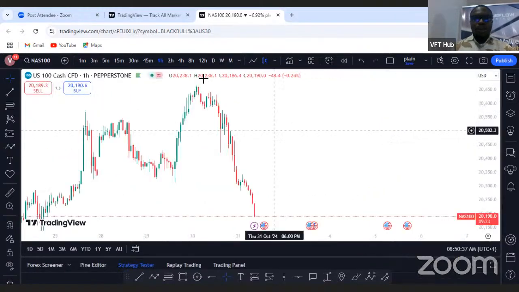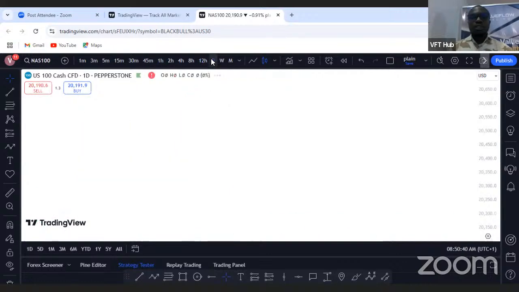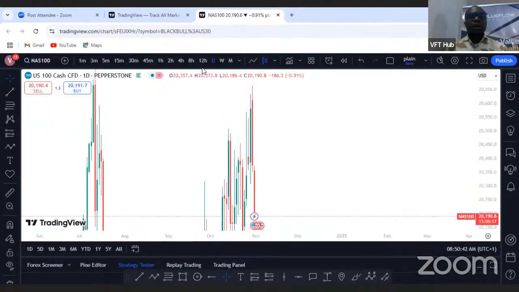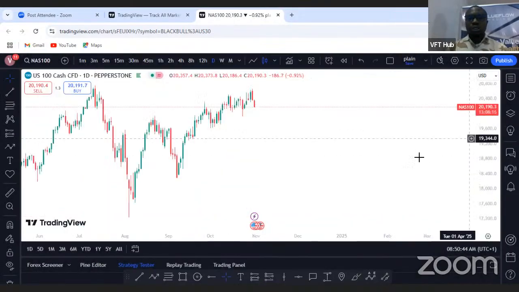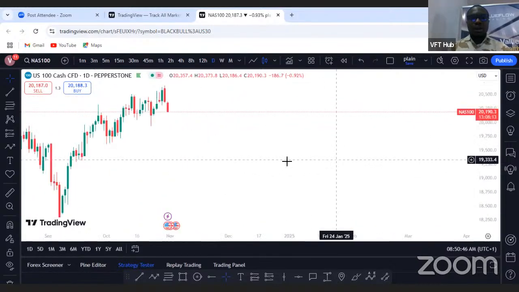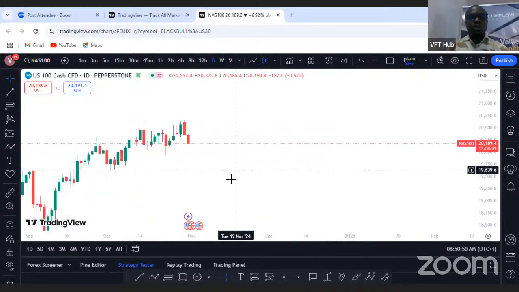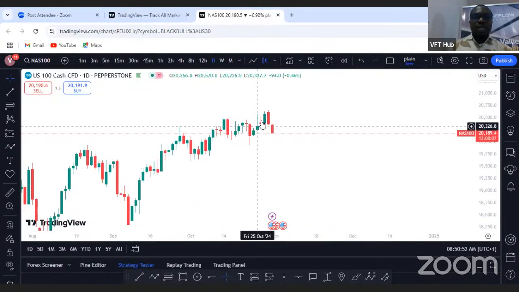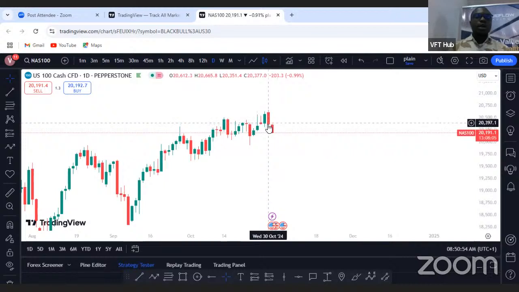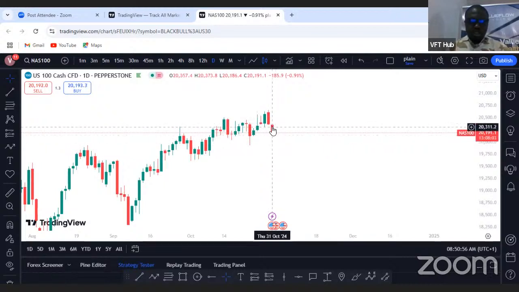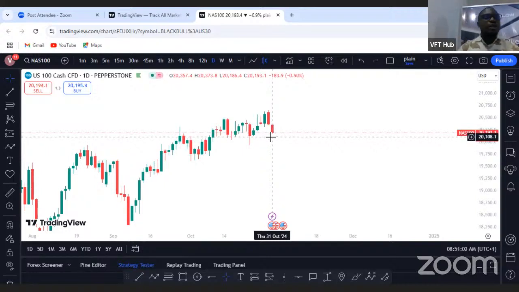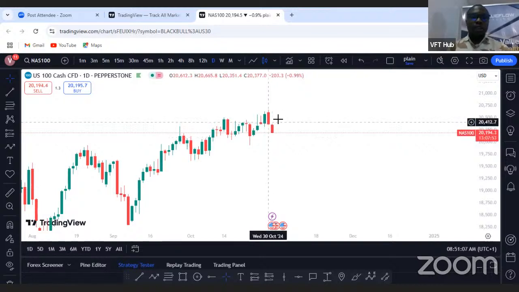On the daily time frame too, we can see that NASDAQ is still heavily bullish. However, on the daily time frame, this candle formation is very significant. We had an engulfing candle here, followed by a strong bearish candle that is still currently printing. Today is Thursday. By tomorrow, the market should close. So we have a very strong engulfing candle around here.